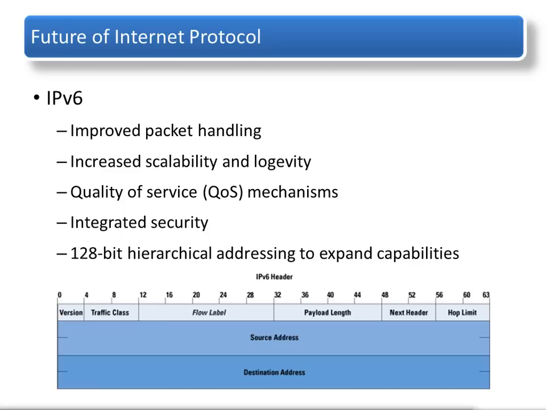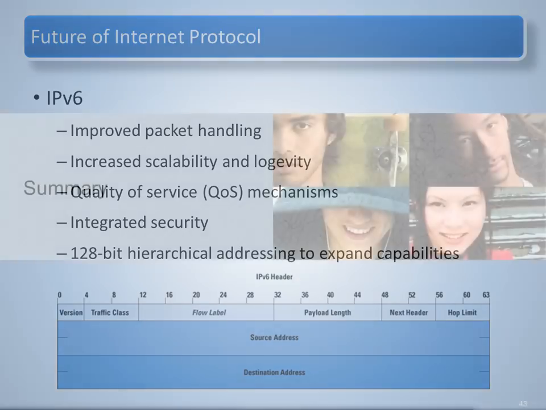Features of IPv6 include larger address space, simplified header format, and authentication with encryption. The primary reason for the development of IPv6 would be for its expanded addressing capabilities.